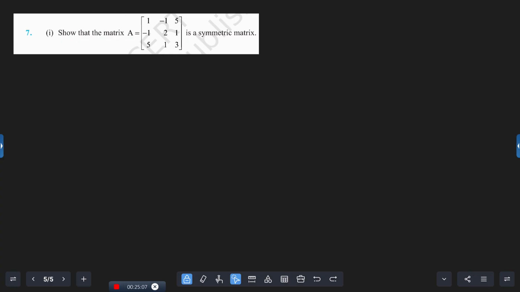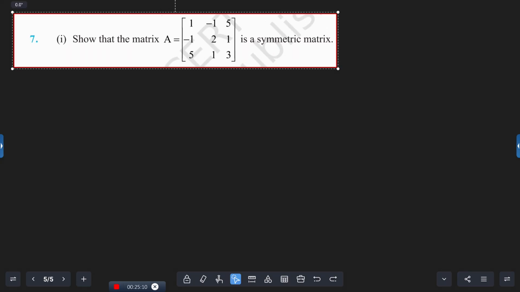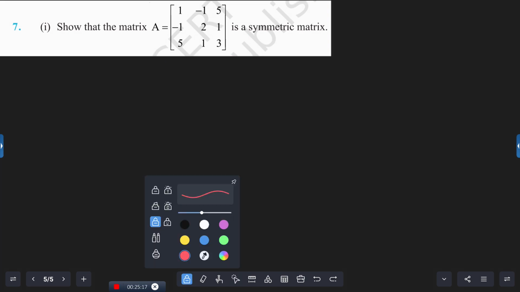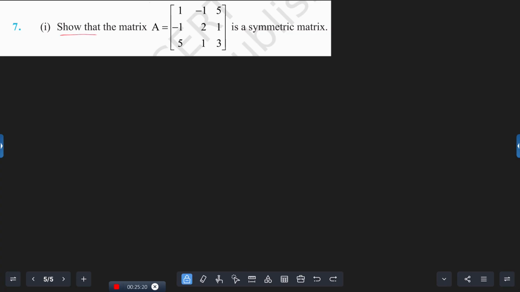So this is seventh one, first subdivision. This is about symmetric matrix. What they are telling here: show that the matrix A is a symmetric matrix. How will you check whether it is symmetric or not? Do you remember? A dash is equal to A. We have seen that if you take the transpose and you get the question as it is, we can say it will be symmetric. Understand? That is what I'm going to check here.